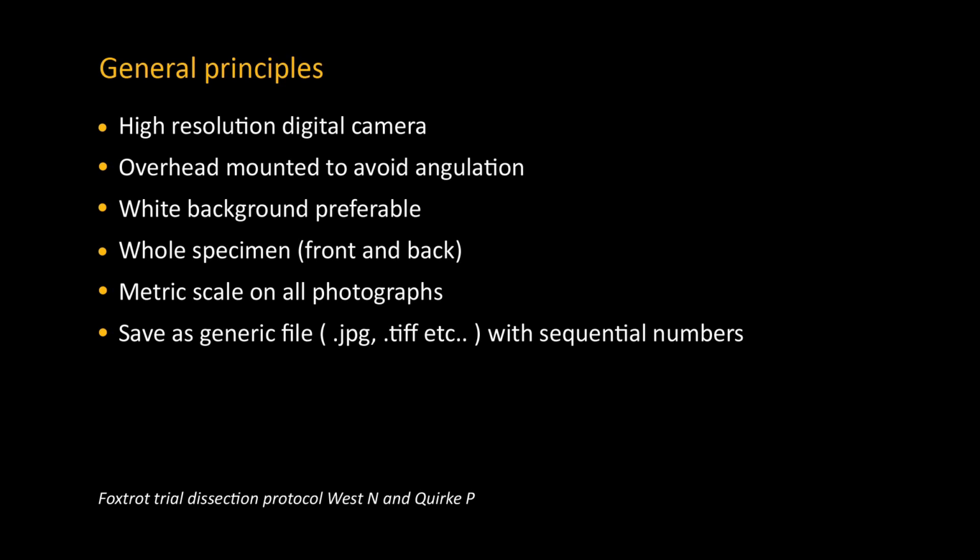We want the whole of the specimen in the picture, of the front and the back, and there must be a metric scale on all of the photographs so that we can subsequently do quantitation on it. And then save it as a generic file, either a JPEG or a TIFF, with sequential numbers, with a note of what each photograph is of.